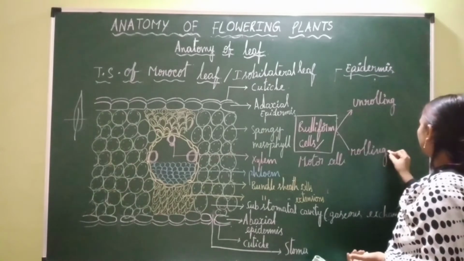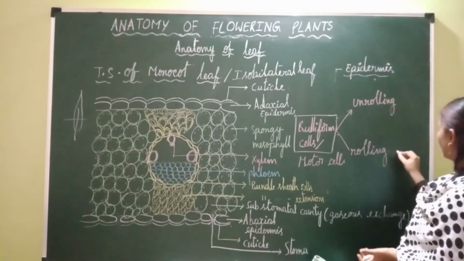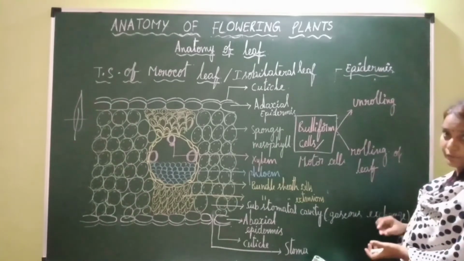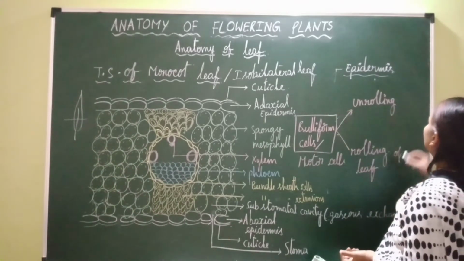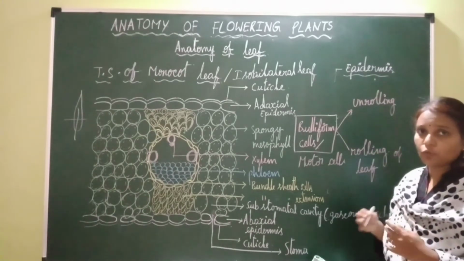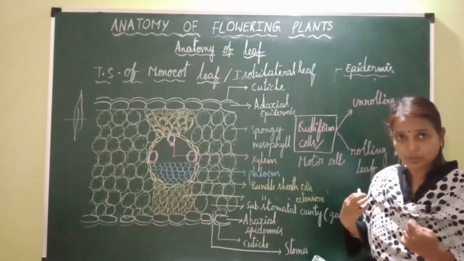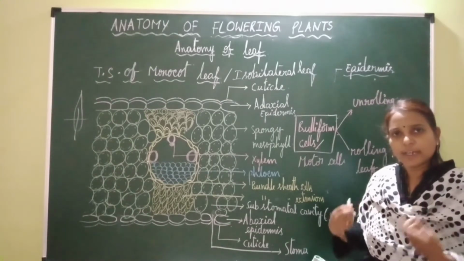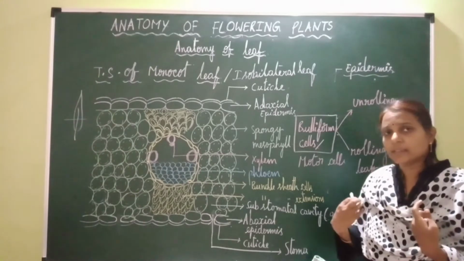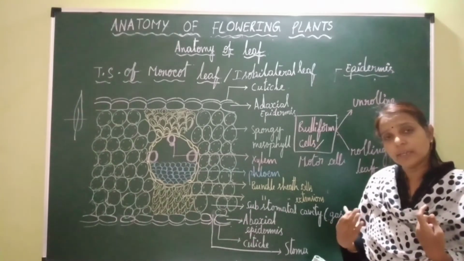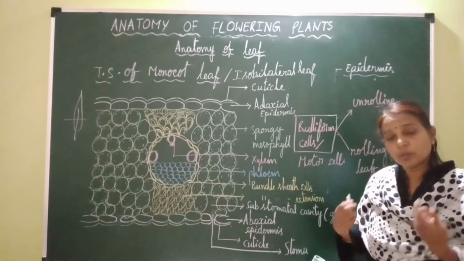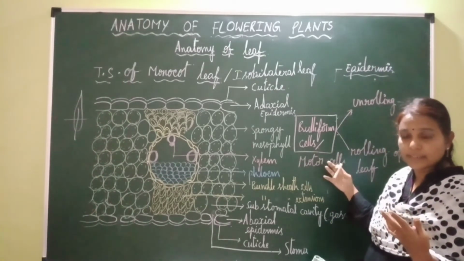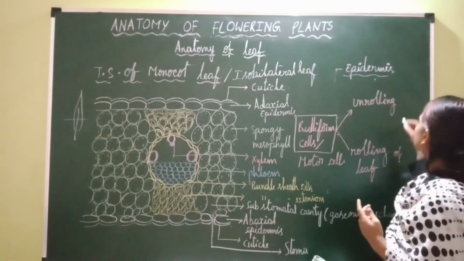Let's see how they are involved in unrolling and rolling of the leaf, monocot leaf, especially in case of grasses. When an abundant amount of water is available, the plant absorbs more and more water, and hence more water enters into leaf cells. So when more water enters into leaf cells, these bulliform cells, large sized cells, absorb more water and they become turgid.